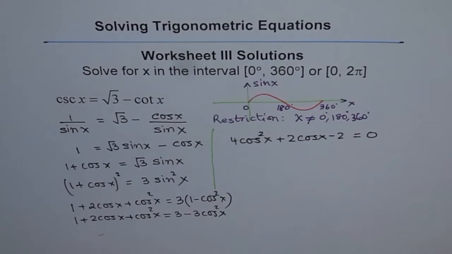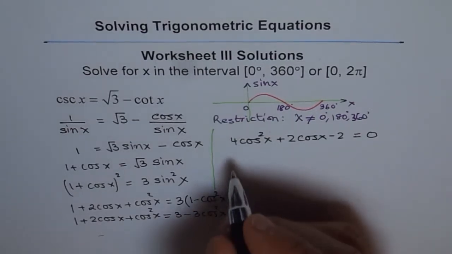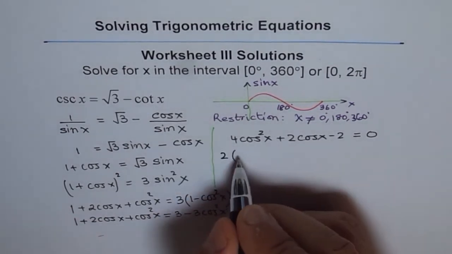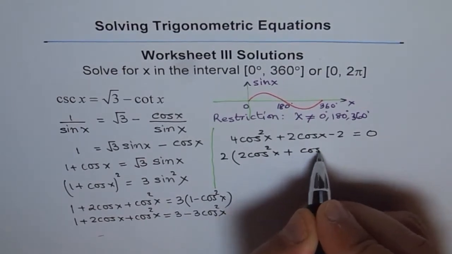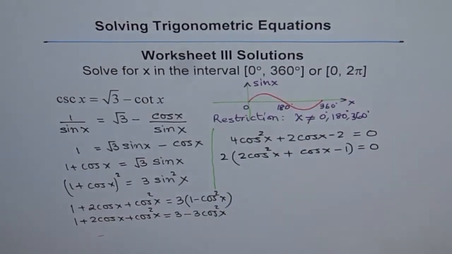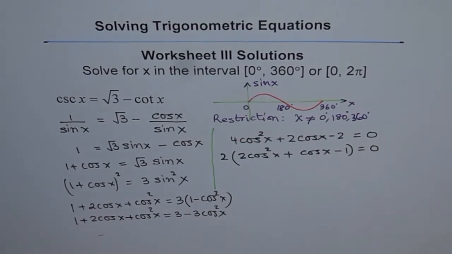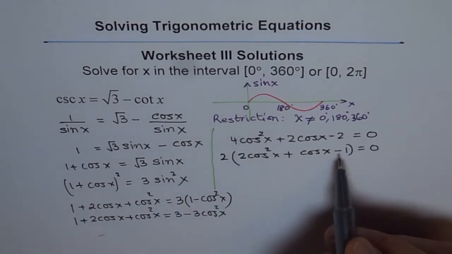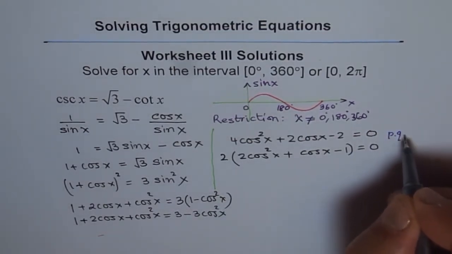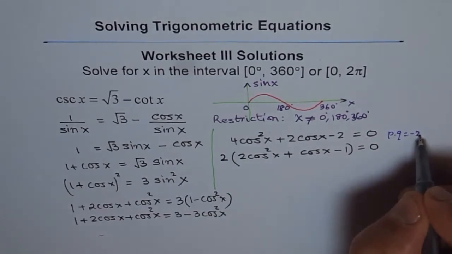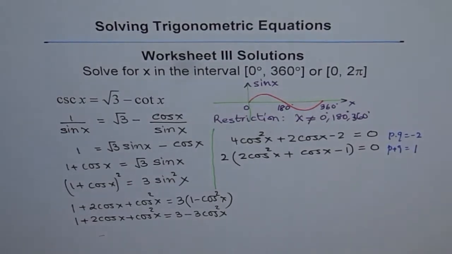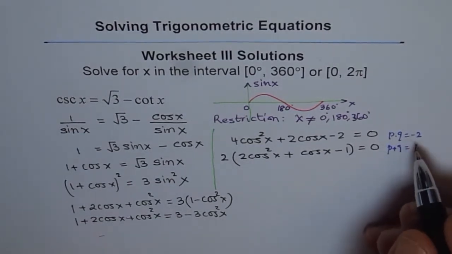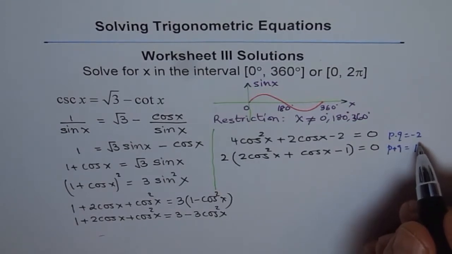So from here what we can do is take 2 common and then we'll further factor. So when I take 2 common, I get 2 cos square x plus cos x minus 1 equals 0. And now we can factor it, trying to find product and sum. So we are looking for two numbers whose product is 2 times minus 1. So we're looking for two numbers whose product is minus 2, and their sum should be plus 1. So the two numbers are 2 times 1, right? So we'll have 2 plus and minus 1.